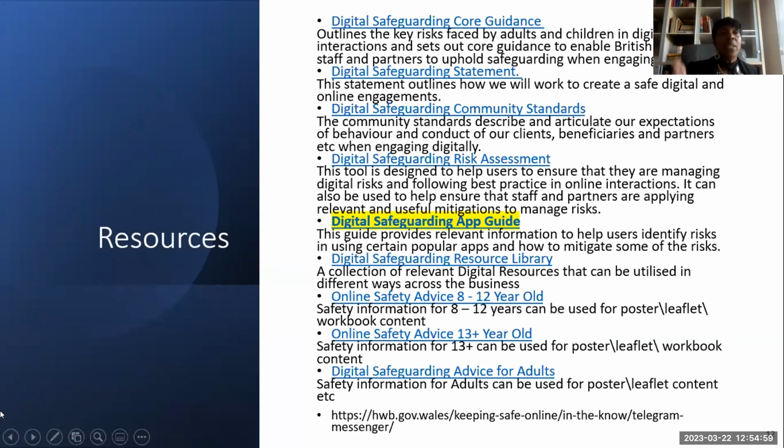Even if you undertake the risk assessment or look at the guidance, there may be things that you haven't put in place. The point is that you now know that they're not in place. So you have to think about what measures you can put in place to ensure that you or your learners remain safe online. That digital safeguarding app guide is really critical for you to have a look at, to have some confidence that you've put measures in place to mitigate some of the safeguarding risks.